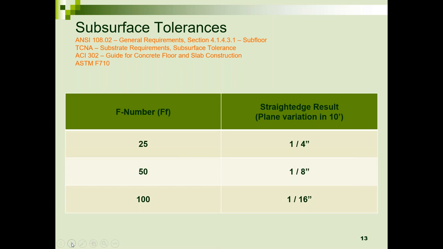If we look at F numbers and straight edge, first of all, there is no direct correlation between the two measurements. Approximately, an FF number of 25 will give you about a 1/4 inch in 10. FF of 50 is about a 1/8 inch in 10, and that's what's required for large format. But it's very costly to install an FF 50 floor. And bottom line, even if it's installed at an FF 50 and measured such, months later it's probably going to curl, deform, cup, and change shape. So again, what's the best way to address getting a flat floor relative to large format tile?